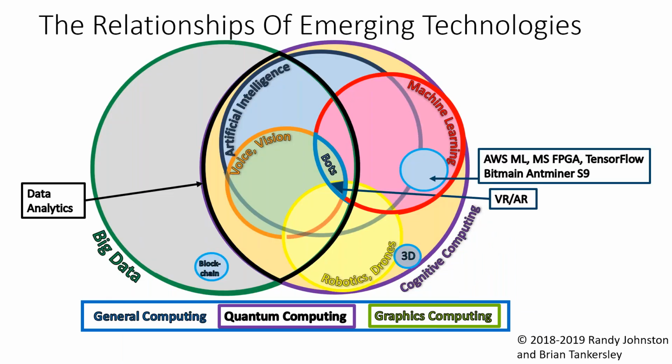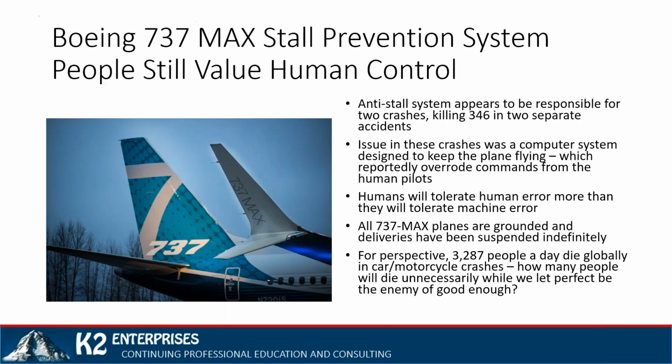Now, when we look at all of these, you can see the relationships of the emerging technologies, and this shows you where some of the others fall in here. I'm not going to go through these in a whole lot of detail, but what I do want you to see is that a lot of them involve cognitive computing and big data, as well as many of the other technologies that we're dealing with here.